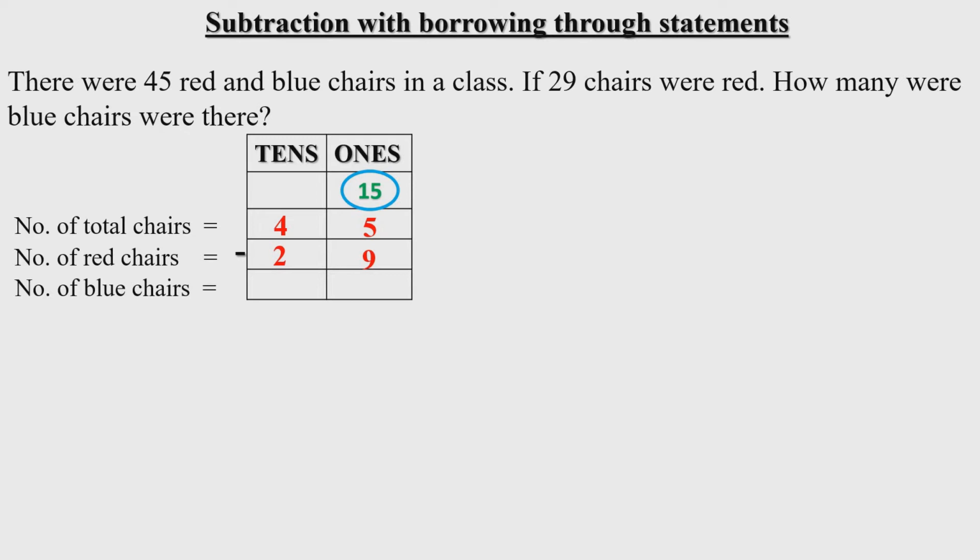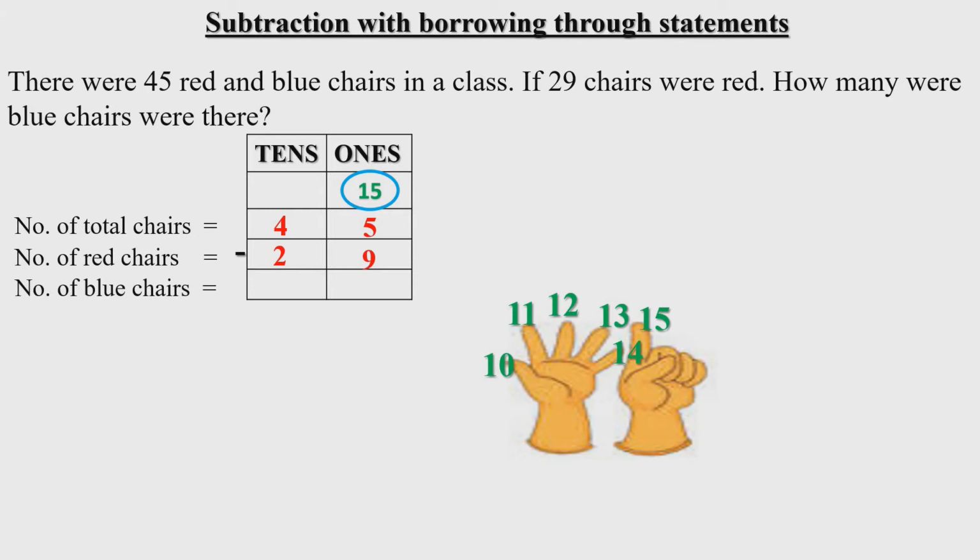Count forward counting from 9 to 15 on your fingers. Let's start counting. 10, 11, 12, 13, 14, 15. You will find your 6 fingers are opened. So write down 6 in ones column.